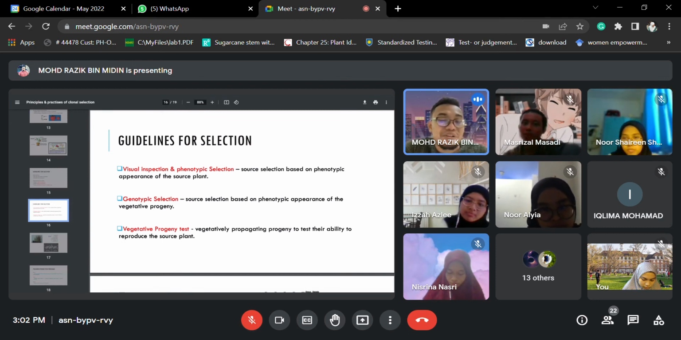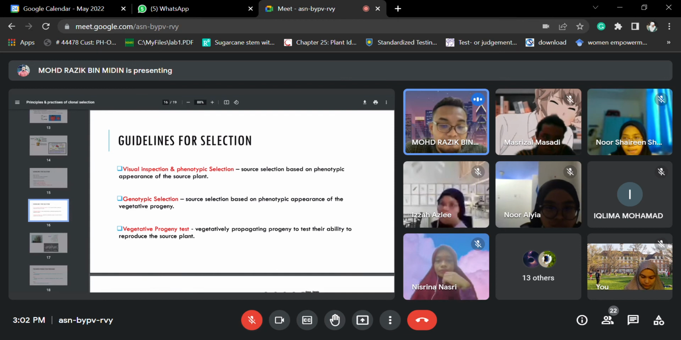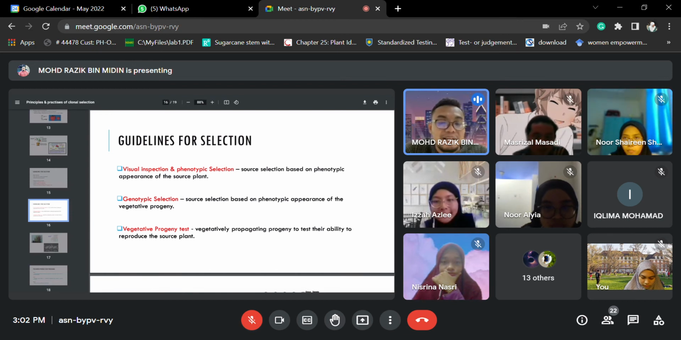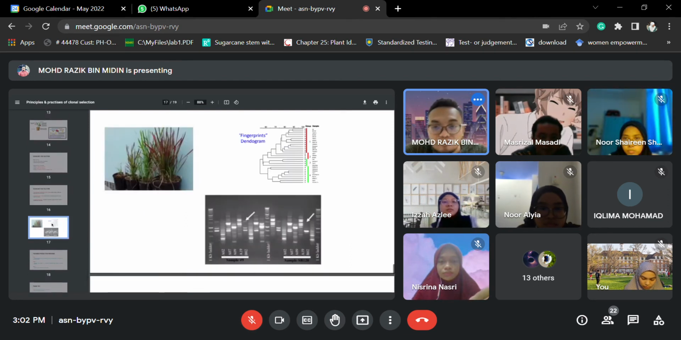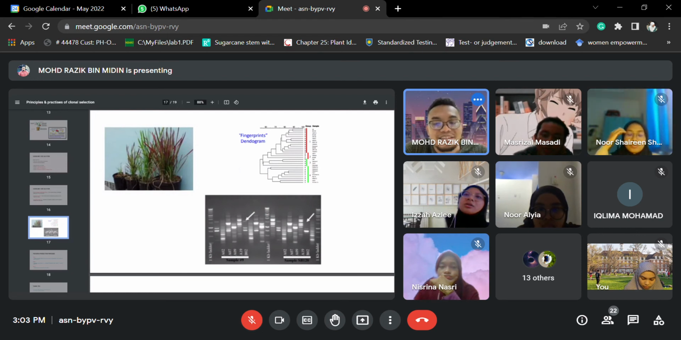And then the second one, which is genotypic selection: source selection based on phenotypic appearance of the vegetative progeny. And then the vegetative progeny test, which is vegetatively propagating progeny to test their ability to reproduce the source plant. All these guidelines for the selection are from the stock, which refers to the original of the plant. So these are several methods used to detect the variation that occurs in the plants, before and after clonal propagation.